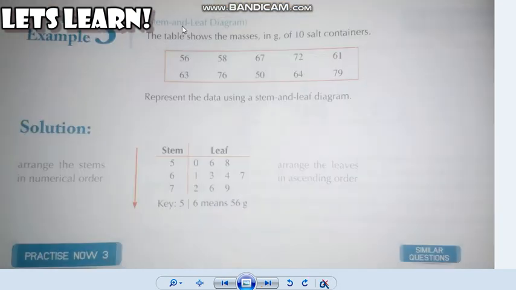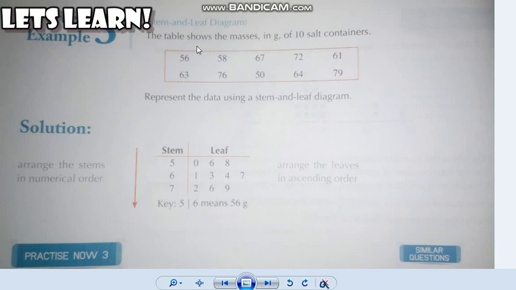So we're going to go for our example number 3. The table shows the masses in grams of 10 salt containers. Here is a table having the masses of 10 salt containers, so that you can just verify that there are basically 10 values: 1, 2, 3, 4, 5 and 6, 7, 8, 9 and 10.